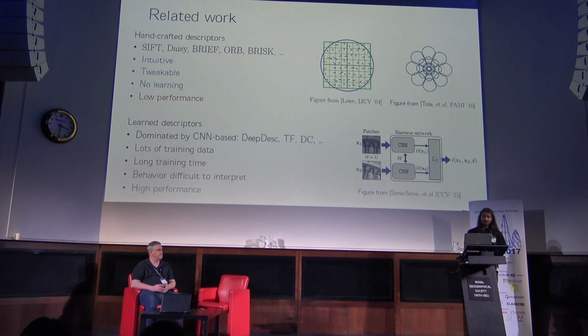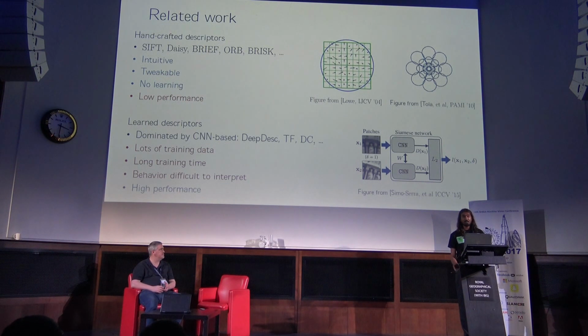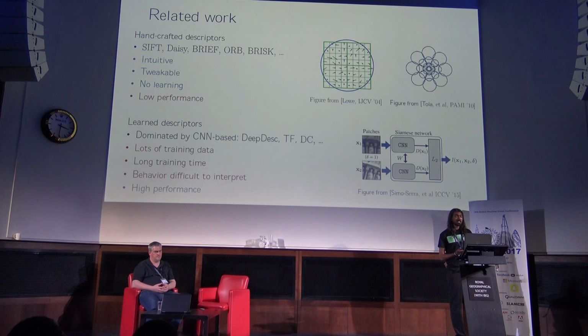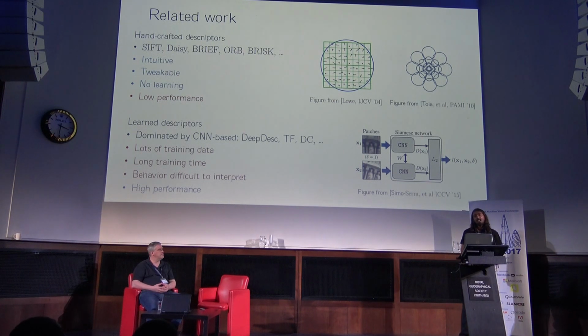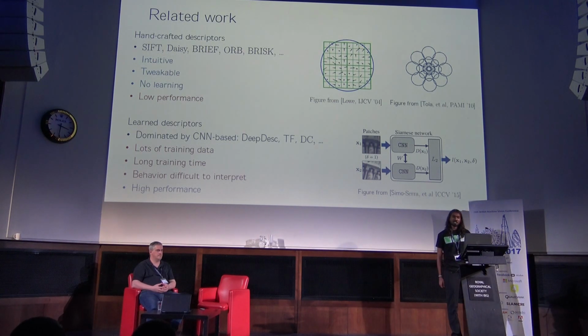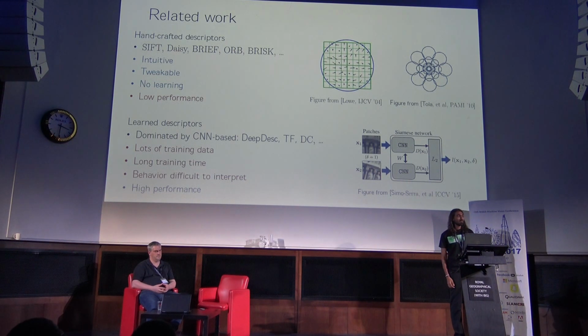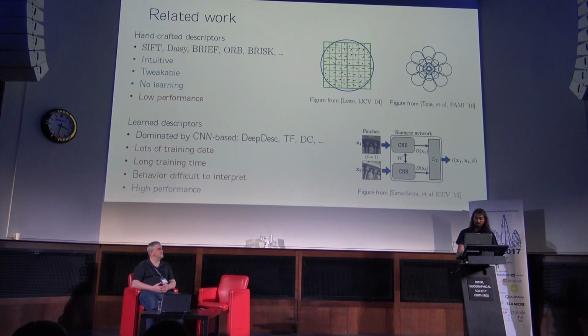As compared to the learned descriptors, which nowadays are dominated by convolutional neural network-based methods, for example, DeepCompare, TFeat, DeepDesc, etc. But because these are end-to-end methods, they need a lot of training data and a lot of training time. And if we change the parameters of these models, we're not really sure what's going to happen. So their behavior is quite difficult to interpret. But their performance is really amazing, and handcrafted descriptors cannot even match this performance. So what we want is to see if we can somehow bring together the best of both worlds. That is, have an intuitive descriptor that has really good performance.